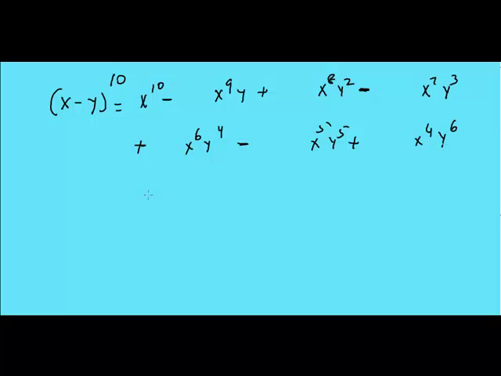Then you have a minus, x to the 3rd, y to the 7th, and then you have a plus, x to the 2nd and y to the 8th. Then you have a minus, x, y to the 9th, and then finally you have a plus, y to the 10th. Okay, see how they alternate, plus minus, plus minus. Of course, my coefficients are easy.